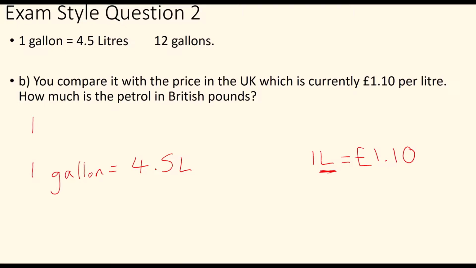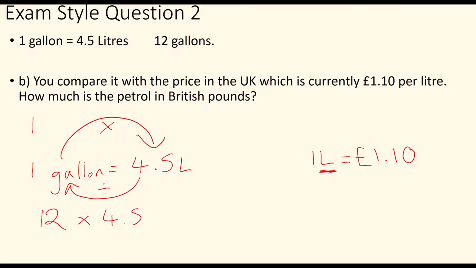Now to do that, we've got to use the conversion factor on the left. So we use 12 gallons, and then we'll just do our quick circle. To go from gallons to litres, we're going to times by 4.5. So 12 times 4.5 gives us 54 litres. That's actually quite a big petrol tank. So we're talking about a big car here.